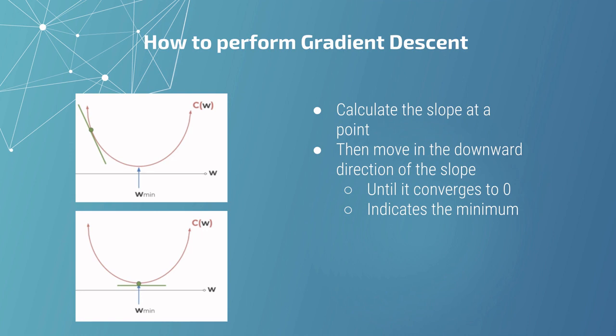How do we use gradient descent? All gradient descent does is calculate the slope at a point. Then it moves in the downward direction of the slope until it converges to 0, which indicates the minimum. If you see on the top left, the slope is negative and it's going down and down and down. And then the picture at the bottom left shows when the slope is 0, which is where the minimum is.